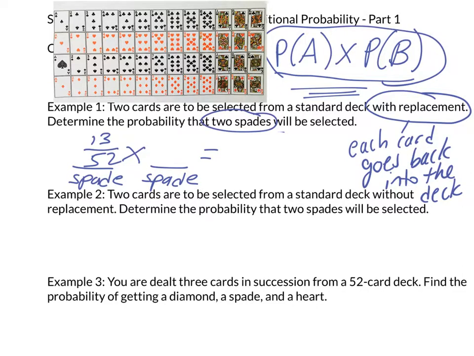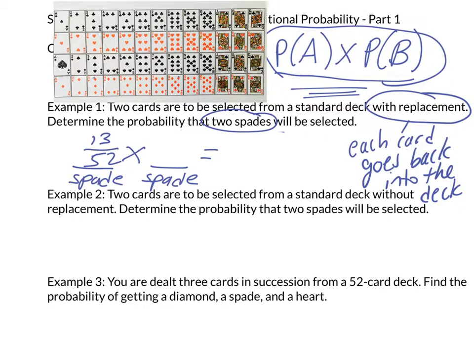So I've brought up a picture of a deck of cards if it helps to visualize it a little bit better. And we said there are 13 spades because there's 13 cards of every suit. So you have a 13 out of 52 chance at selecting a spade. We always assume we get what we want in probability.